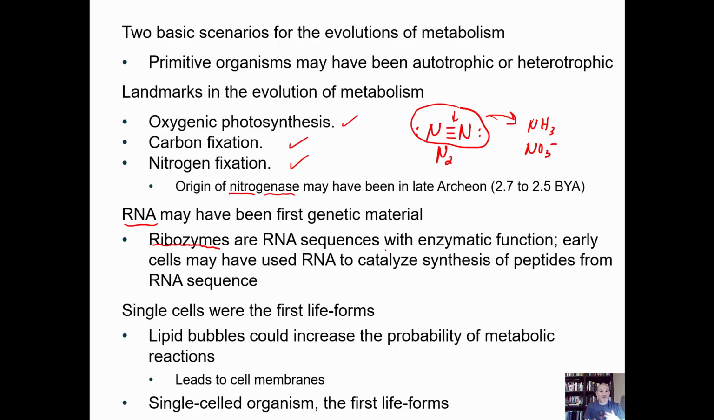We know that proteins do that today, but early on, perhaps proteins weren't around, and we had a molecule, RNA, that is capable of storing genetic information, because we see that today. It can store genetic information and use that to reproduce things and even produce proteins.